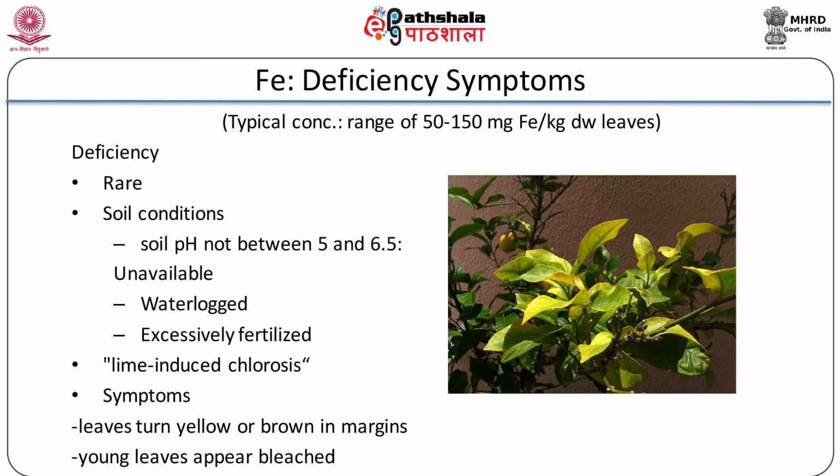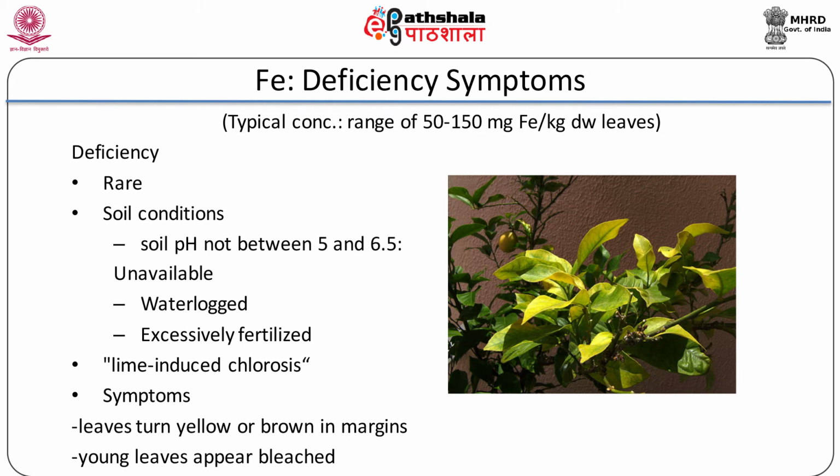In general, iron deficiency is a plant disorder also known as lime-induced chlorosis. Chlorosis can be explained as yellowing of leaf tissue due to lack of chlorophyll. Deficiency symptoms of iron include the leaves turning yellow or brown in the margins between the veins, which may remain green. Young leaves may appear to be bleached. Overall, chlorosis might lead to poor quality and quantity of fruits.